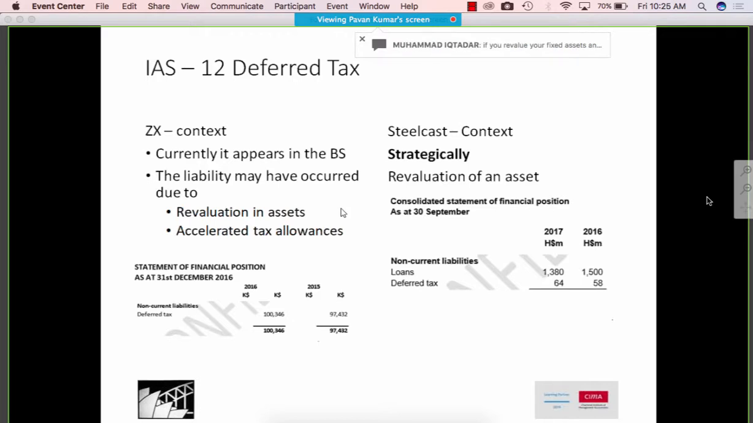Change in depreciation method, carrying value greater than tax base, correct. So this is where our revaluation comes. If you revalue your fixed asset as per recognition, such revaluation is treated as income. Yes, correct. Any other thoughts? We have some very good responses here. So you all understand the standard very well. Fantastic.